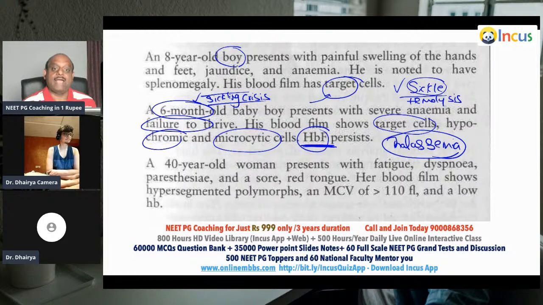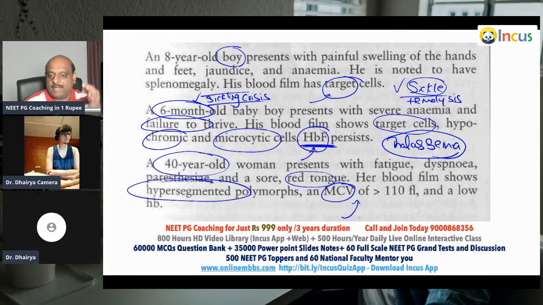Very good. So in thalassemia, the persistence of fetal hemoglobin in this case of anemia, which is microcytic hypochromic, is a clue to thalassemia. Very good. Now, a 40-year-old woman presents with fatigue, dyspnea, paresthesia, red tongue, and an increased mean corpuscular volume with hypersegmented polymorphs and a low hemoglobin. So, what's your diagnosis?